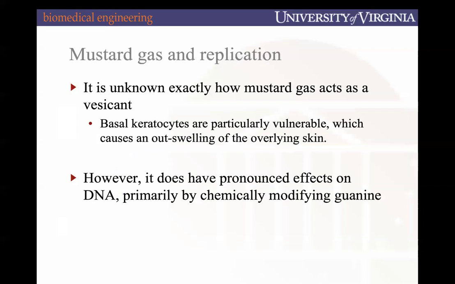So a few key things about mustard gas and how it relates to replication. The way in which it acts as a vesicant, a blistering agent, is not entirely known. It's thought that the basal keratocytes are particularly vulnerable to this blistering, which causes an outswelling of the skin. But what's key to note is that mustard gas's main deleterious effects are on our DNA, primarily by creating a modification on our guanines, on those specific nucleotides within our DNA.